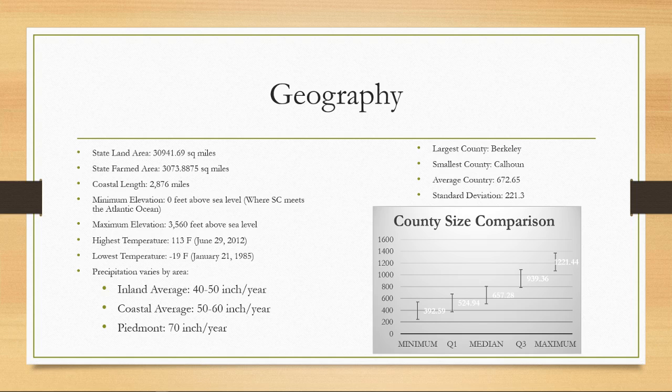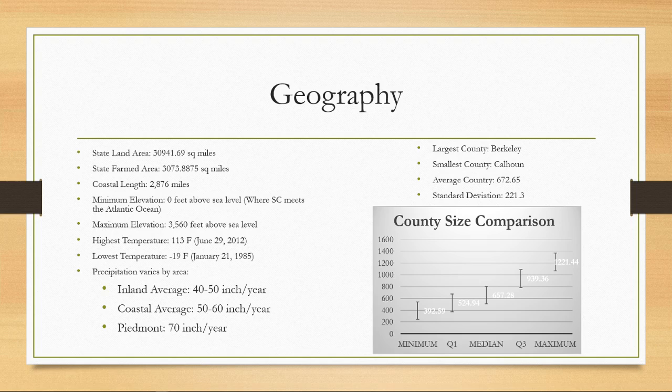Its minimum elevation is 0 feet because South Carolina meets the Atlantic Ocean, and its maximum elevation is at 3,560 feet above sea level. Its highest recorded temperature was at 113 degrees Fahrenheit in 2012, and its lowest temperature is negative 19 degrees Fahrenheit all the way back in 1985.